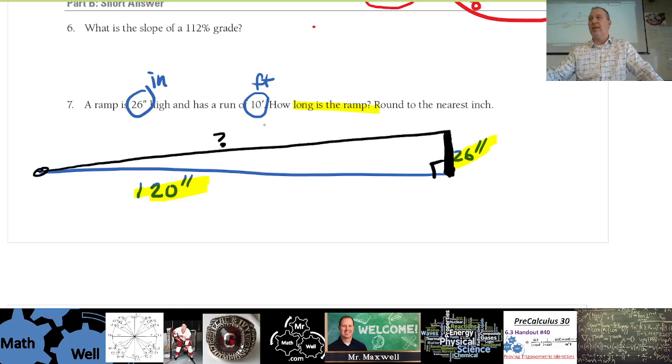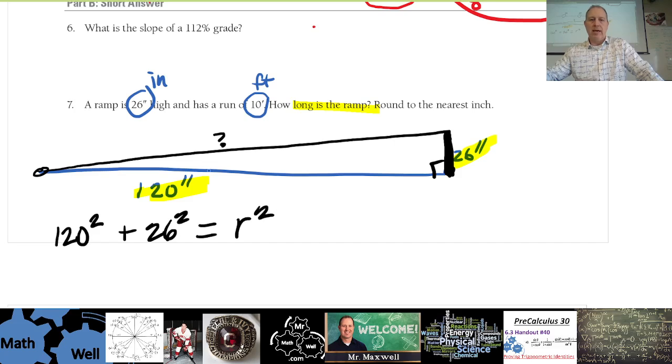So yes, Pythagorean theorem. So guess what, guys? 120 squared plus 26 squared equals the ramp length squared. And I'll make that R. Okay? Now, that's where I'm going to stop. You guys are going to finish that. Okay? But that's kind of how we get that started. How long is the ramp to the nearest inch?